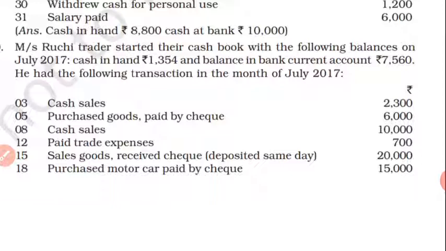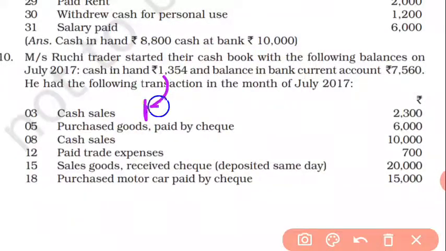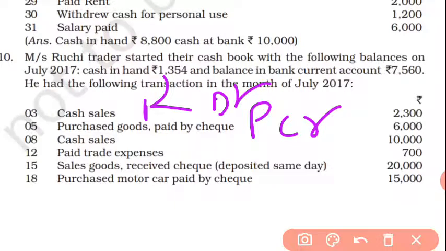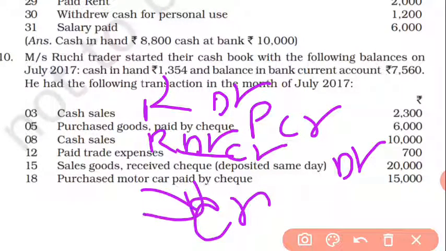I have explained the question. Cash sale is a receipt, so it is recorded in the debit side. Paid trade expense is our expense and payment, so it is recorded in the credit side. Sold goods, received check, deposited on the same day, that is our income, so it is recorded in the debit side. Purchase motor car is our expense, so it is recorded in the credit side.